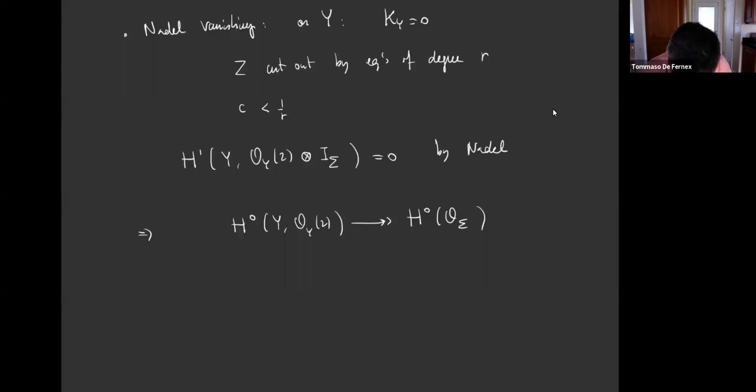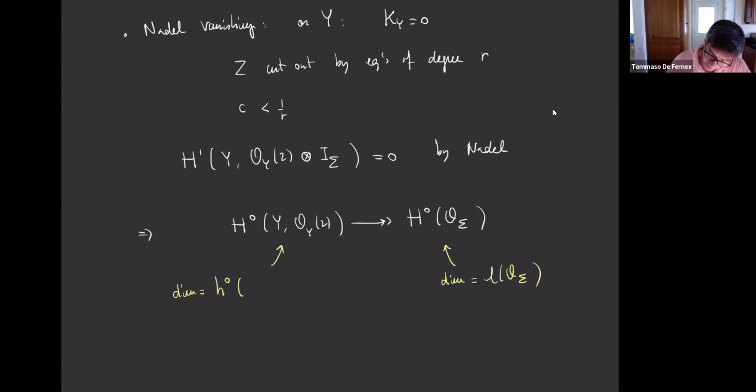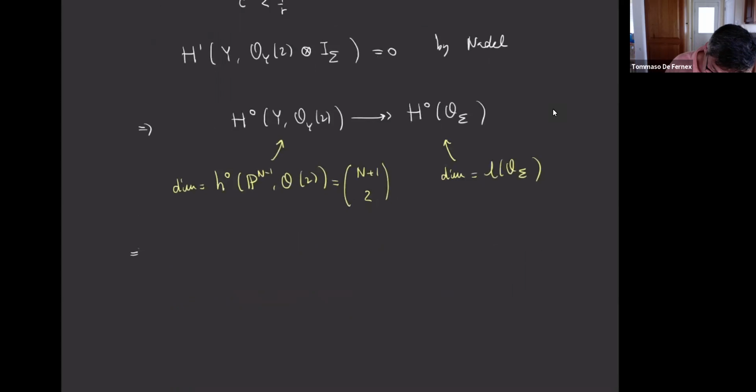But now what do we know? The dimension of this one is equal to the length of O_Σ. This other one, the dimension is the same as the dimension of the projective space in which it lives. So this is P^(N-1) of O(2), just because Y has degree larger than 2, so there are no forms vanishing on Y of degree 2. And this number is equal to n plus 1 choose 2. So what we get by the surjection is that the length of O_Σ is at most this binomial number, n plus 1 choose 2.